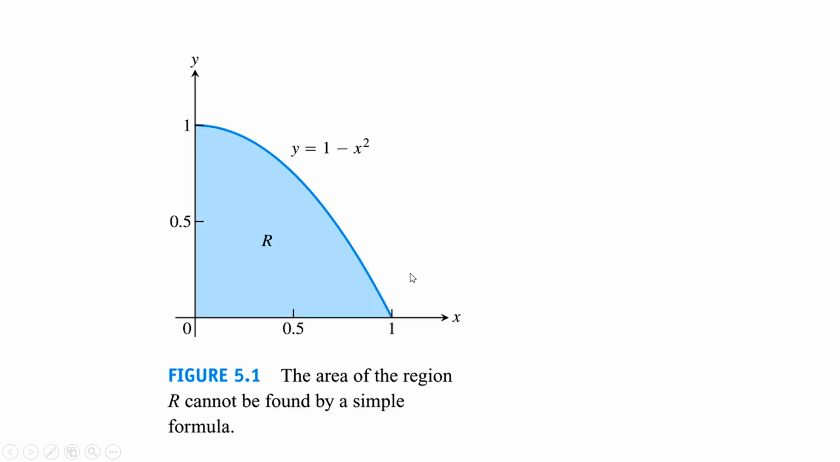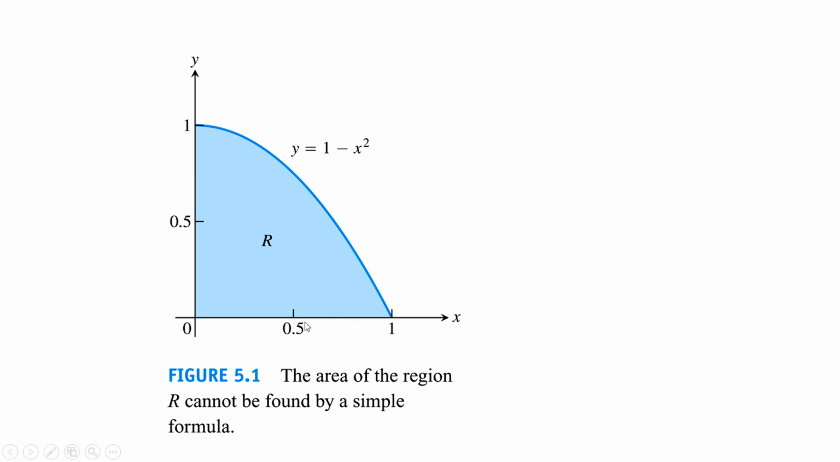This is the basic problem we are going to discuss in this section: we have to find the area of this region. Now, what is this region? First of all, this region is bounded by this curve, which is the curve of the function y is equal to 1 minus x squared, and we have to find the area under this curve above the x-axis bounded by the lines x is equal to 0 and x is equal to 1. That is, we have to find the area under this curve from 0 to 1, right? So how to do this?